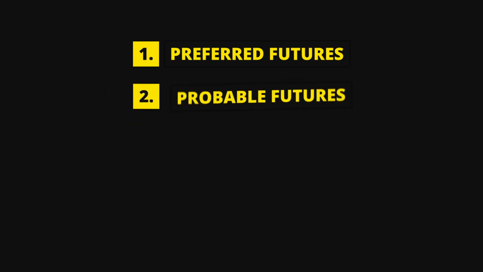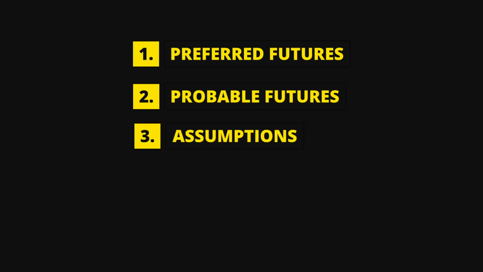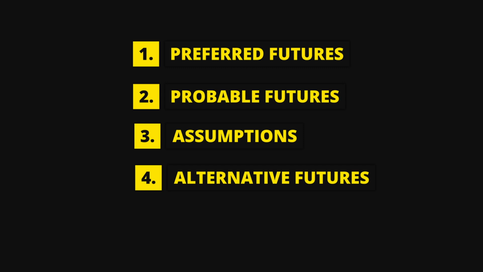I included the following 4 steps into the workshop. Step number 1 was thinking about preferred futures. Step number 2 about probable futures. Step number 3 was then making assumptions visible. And step number 4 was designing different alternative futures.